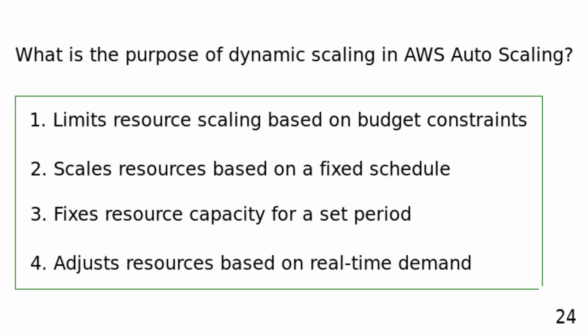What is the purpose of dynamic scaling in AWS Auto Scaling? Limits resource scaling based on budget constraints. Scales resources based on a fixed schedule. Fixes resource capacity for a set period. Adjusts resources based on real-time demand.